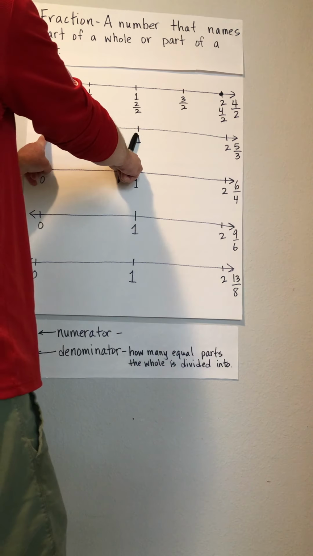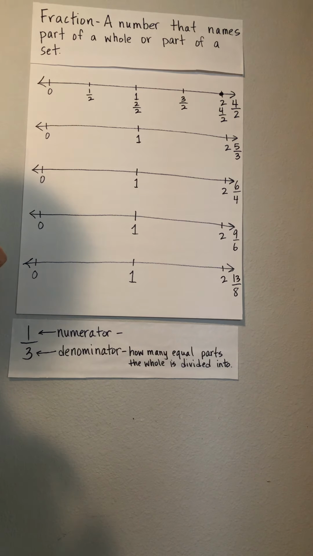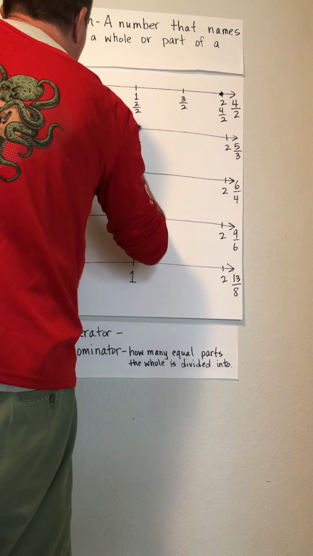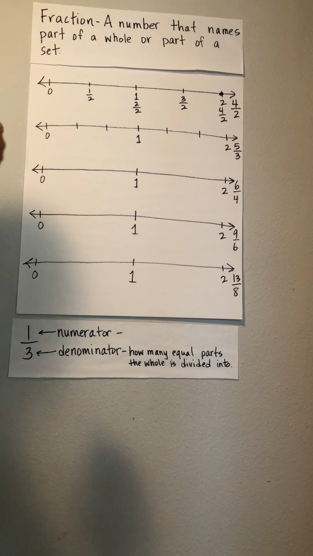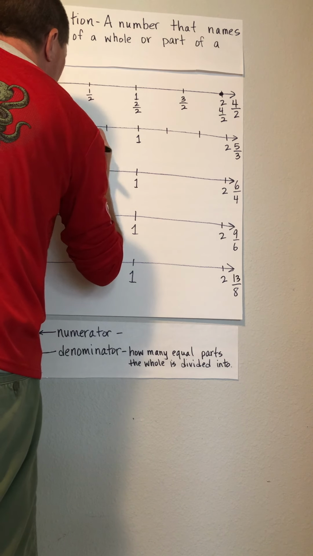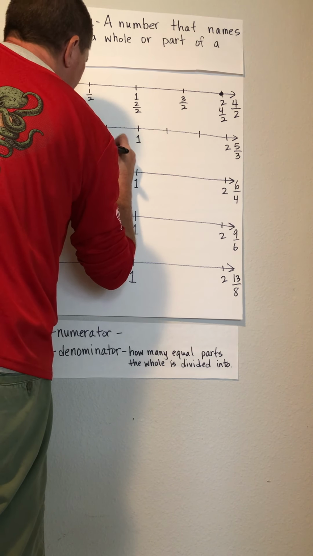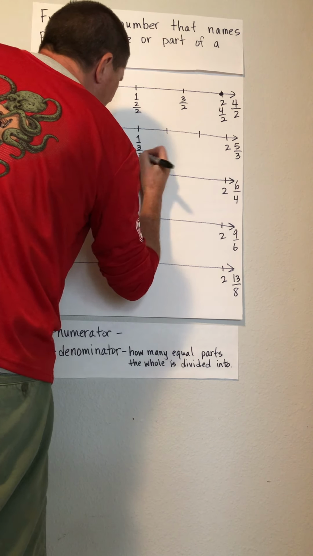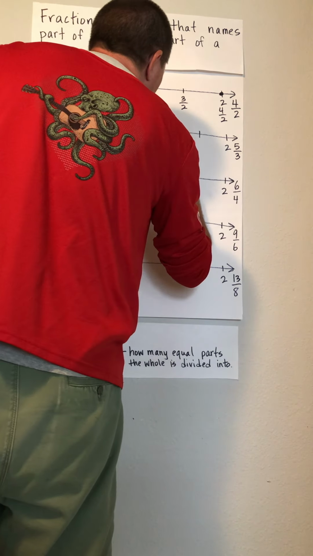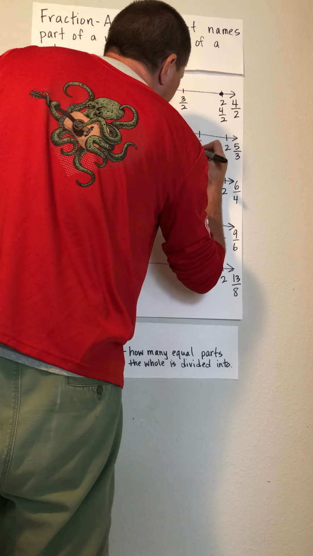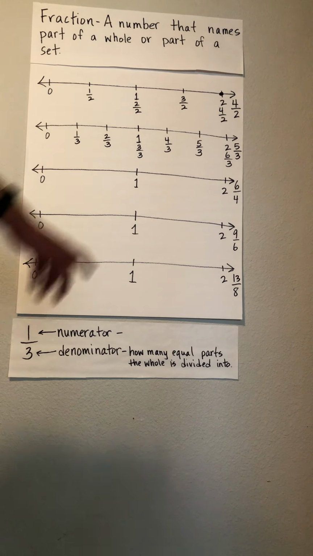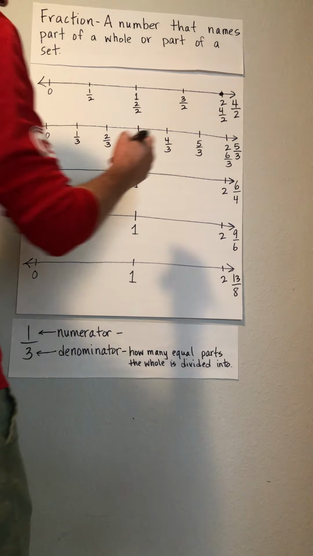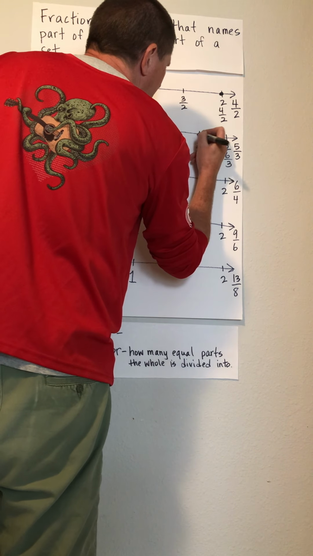Okay, thirds. So we're going to divide this into thirds and this into thirds, into 3 equal parts. And then I'm going to label them. So this is 1/3, 2/3, 3/3, 4/3, 5/3, and 6/3. Now we must find 5/3 on the line. It is right here. Okay.